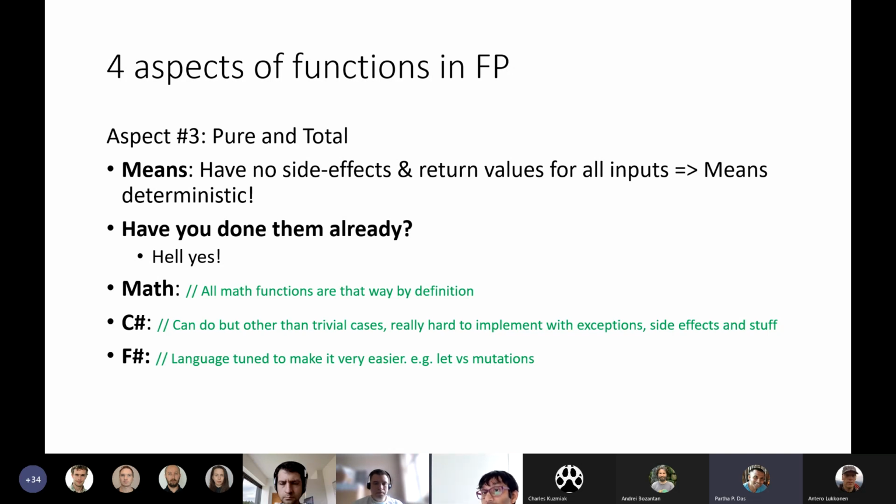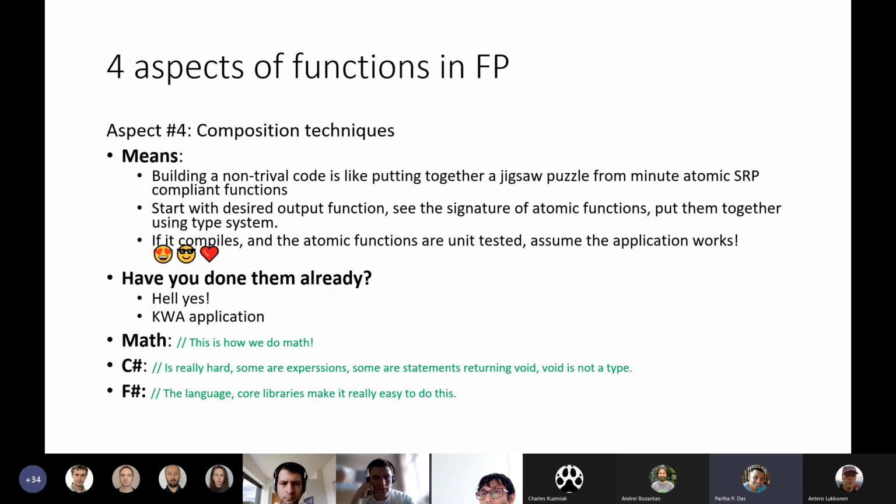The language is tuned to make this very easy, right? The pure and totality. So you can write as pure FP code as you want. And pure FP is not for religious purity, but just to make sure that you can reason about your code. The fourth aspect is the composition techniques.